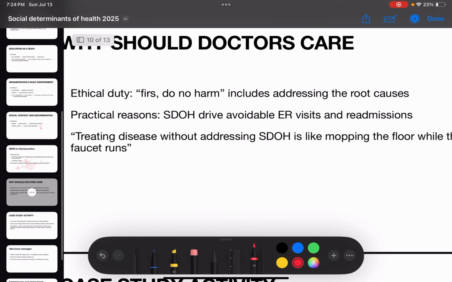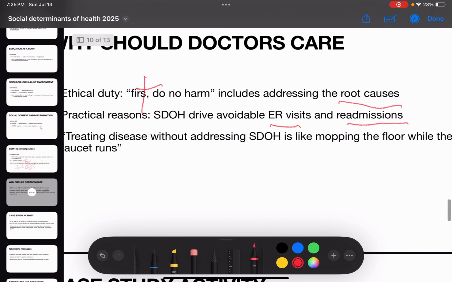Okay, why should doctors care? There's an ethical duty to first do no harm. This includes addressing the root causes. There are practical reasons because social determinants of health drive avoidable ER visits and readmissions. And treating the disease without addressing social determinants of health is like mopping the floor while the faucet runs.